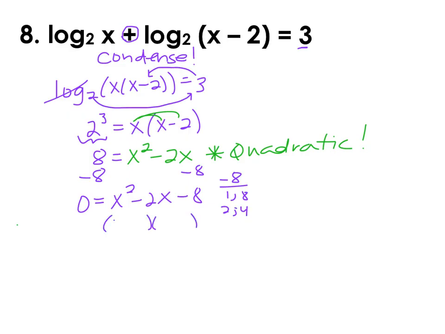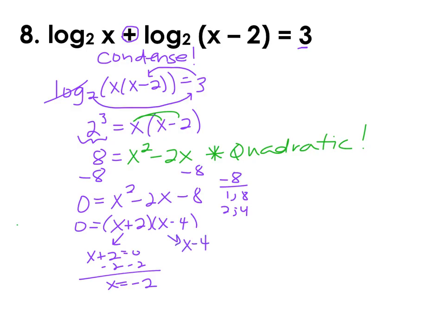So if we do x plus 2 and x minus 4, that means we can get a value for x of negative 2 as an option. And then for the other one, if we add 4, x equals positive 4 is our other option. So we know we're going to have to check both of these. Hopefully they'll both work, but if not, one of them could be extraneous.